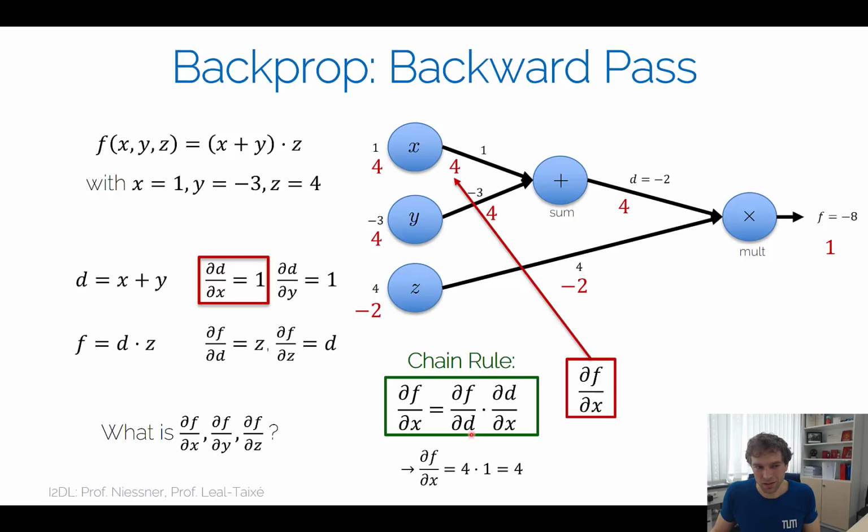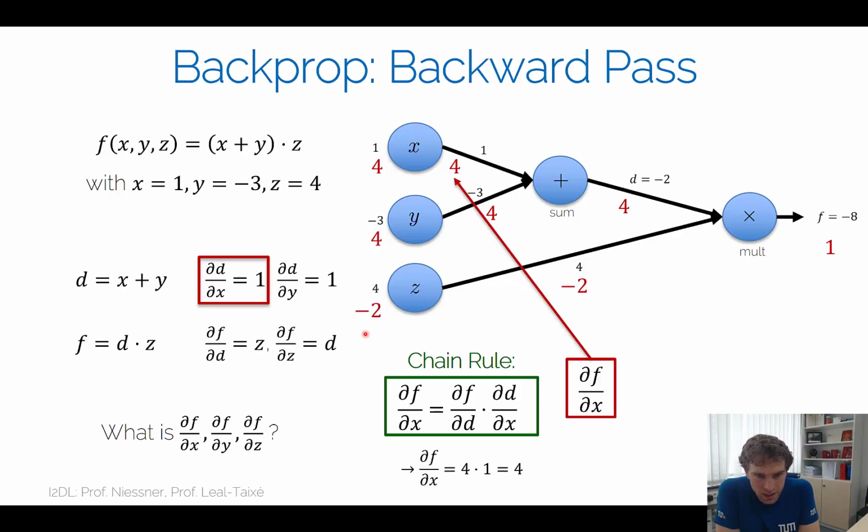This one here is always telling you what comes in from the right-hand side. And this one here is what the current compute node is doing, right? So d with respect to x is here, and f with respect to d was here, right? So it's 4 times 1, and I'm going to get a 4. Yeah, and then I have the partial derivatives: f with respect to x is 4, f with respect to y is also 4, and f with respect to z is -2, right? So I'm going to get the gradient with respect to all of these unknowns.